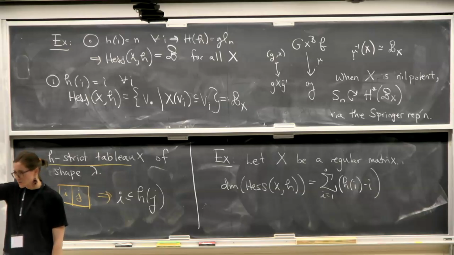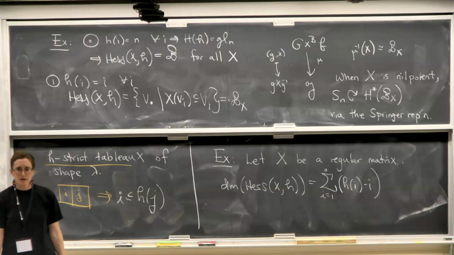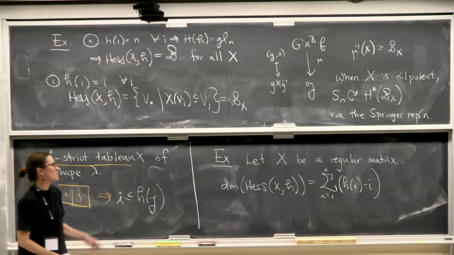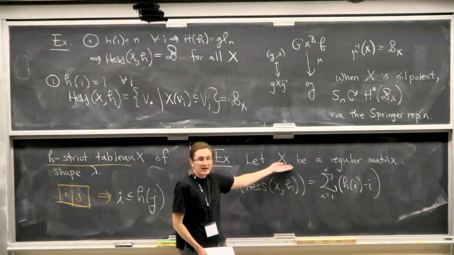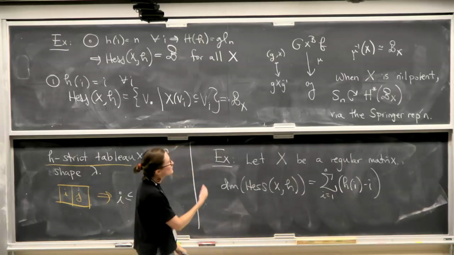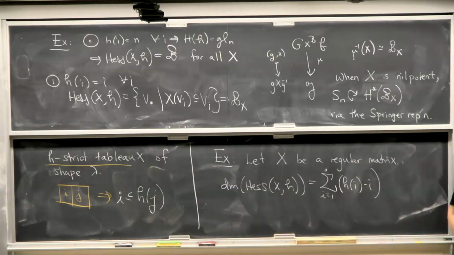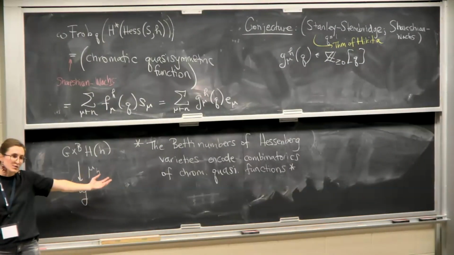Which, if you go back to my path way of thinking about Hessenberg varieties, some people call the area of the path. It's the number of boxes between the path and the diagonal. Okay. And this works for any regular matrix. There's actually a good reason for this. If you think about this map right here, when you restrict to regular matrices, you get a flat family. And if you have a flat family, all the fibers of the family have to have the same dimension.